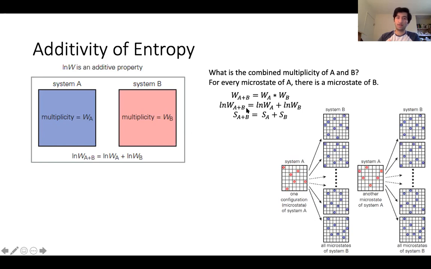And then if you want to find the log of the multiplicity, then it's just the addition of the 2 logs. And then when you're calculating entropy, entropy is just k_B ln this and then k_B ln this. And so you get that the entropy is the sum. And so entropy is additive, assuming that these 2 things are independent.